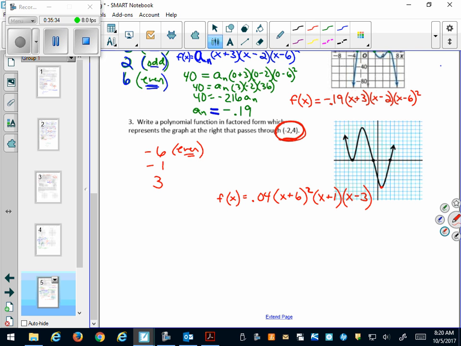Just like on that other one that I was doing in the notes, I got -0.25 last night when I was doing it, and then here we got 0.19. Okay, so it's off a little bit, but I think it's just the accuracy of the graphs that they're showing us. So obviously there's going to be more than one right answer there.